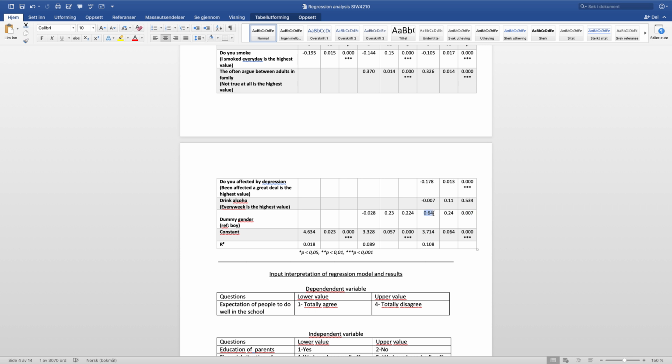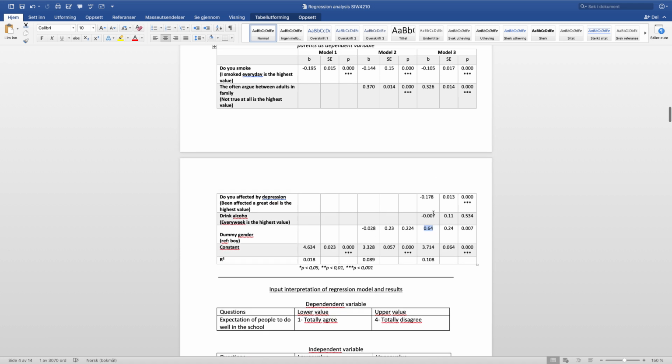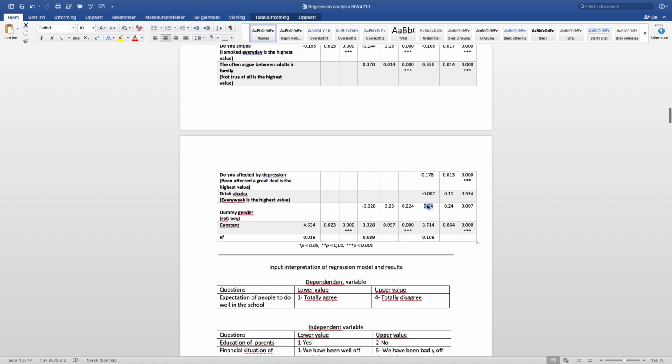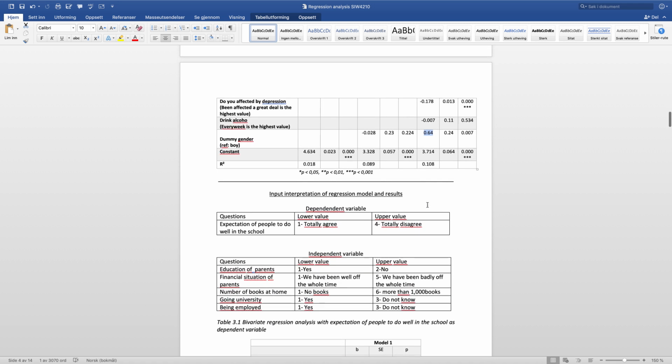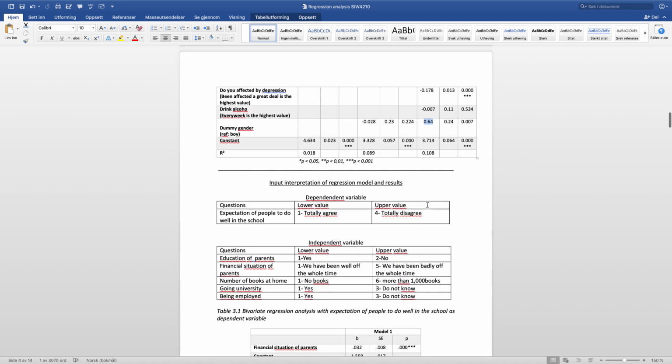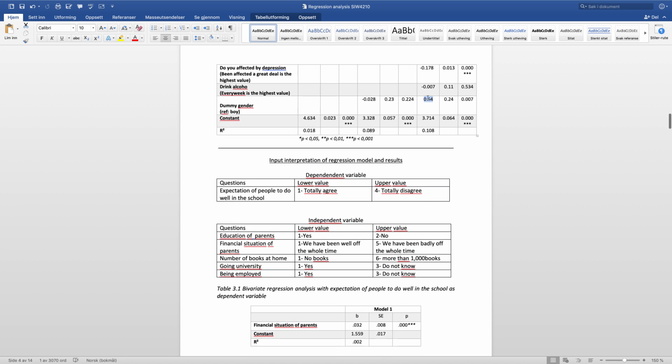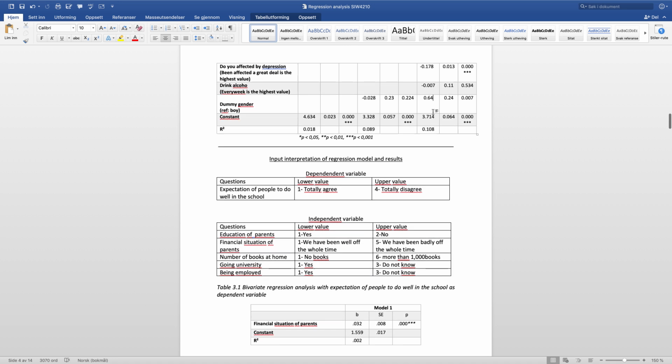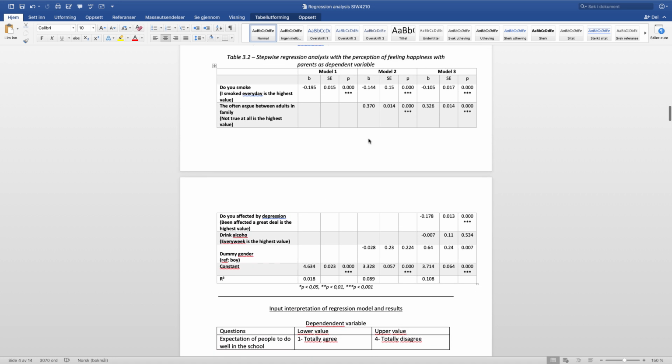So girls actually are more happy with their parents than boys when you control for smoking, when you control for arguing with parents and depression and drinking alcohol. But I think it's really because you control for this depression variable, actually. That's why gender has an effect in this model. Okay, so this is the interpretation of this model.